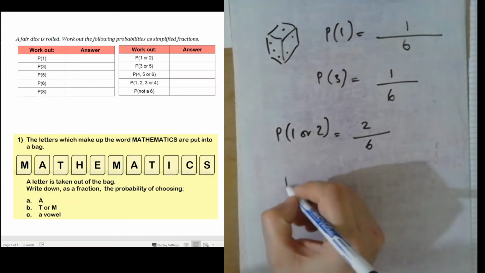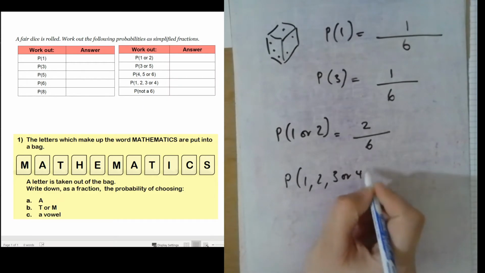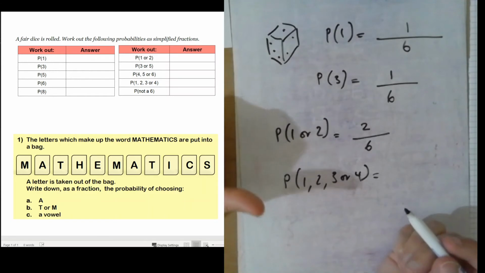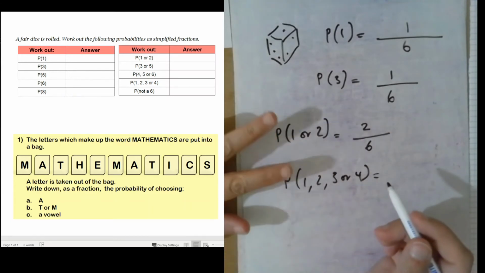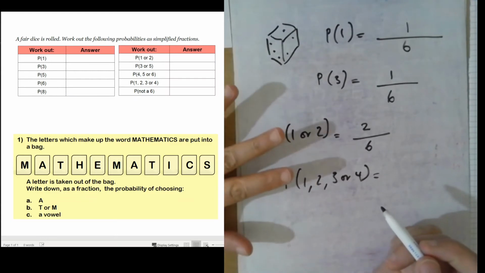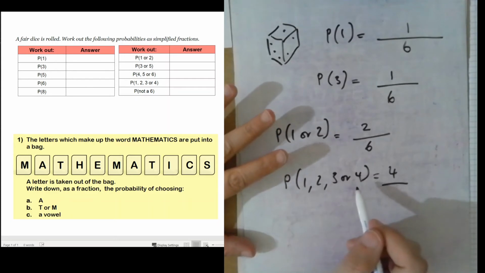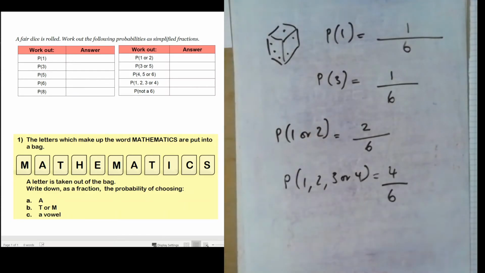What if I try the probability of 1, 2, 3, or 4? How many faces have a 1? Well, there's one of them. How many faces have a 2? That's another one. How many faces have a 3? That's another one. How many faces have a 4? That's the 4th one. So there's 4 different possibilities that I could have. And then altogether, how many faces do I have on a dice? 6. That's my probability. I know it sounds easy because it is.